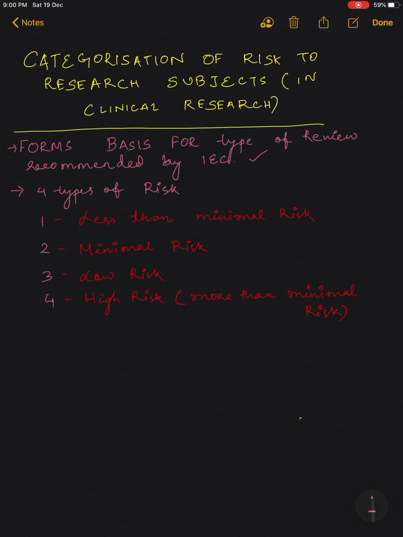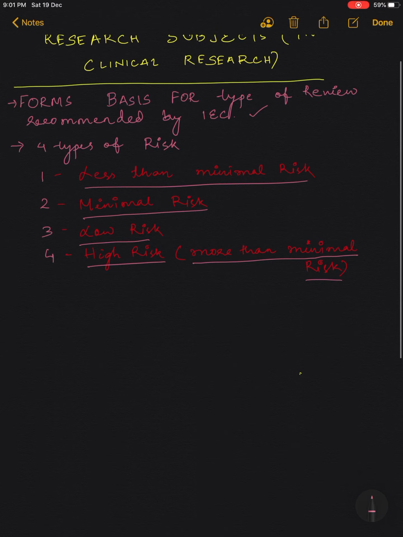And evaluation of the possible risk to the research subject and also the associated benefits is the most challenging task before the institutional ethics committee. So, what are the types of risk involved? There are four types. One is less than minimal risk, then minimal risk, low risk, and high risk. High risk is also called more than minimal risk. So, first coming to the less than minimal risk.